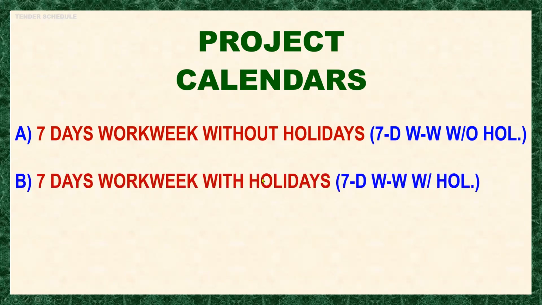Next is calendar B, which is a 7 days work week with holidays. This can also be assigned the same as calendar A.